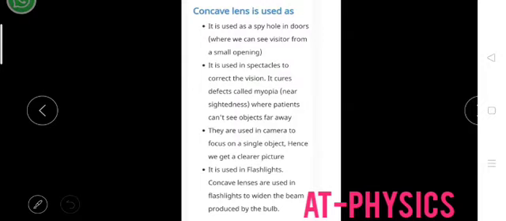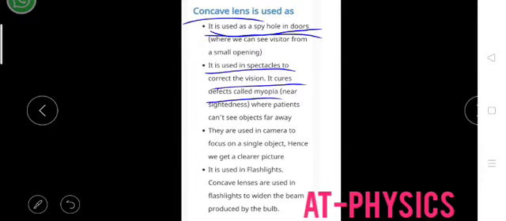So what are the applications of concave lens? The first one is it is used as a spy hole in doors. आपने देखा होगा जनरली कुछ जो डिटेक्टिव्स वाली सीरियल्स या मूवीज़ वगैरह में जो होल्स बने होते हैं, होल्स में कॉनकेव लेंस लगाया जाता है ताकि आप उसके थ्रू देख सकते हैं कि बाहर आपसे कौन विजिटर मिलने आया है. तो स्पाई होल्स बोलते हैं. तो स्पाई होल्स जो होते हैं डोर में, वहाँ पे कौन सा यूज़ होता है लेंस? Concave lens.